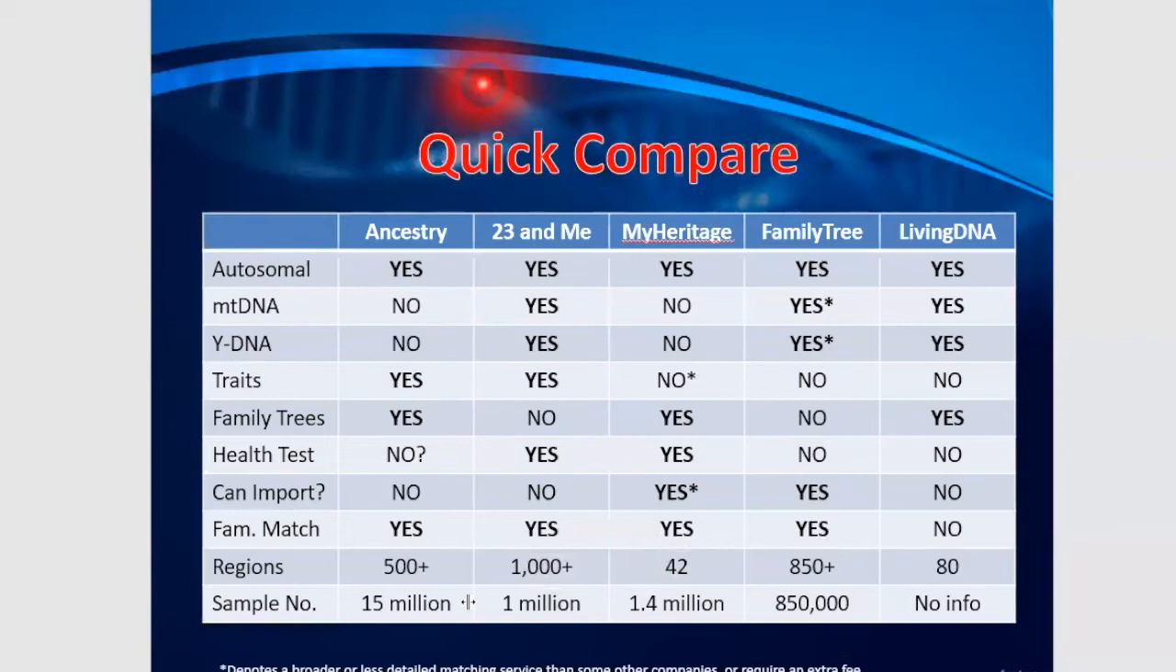So if you are a person who was adopted, or you are a person who does not know anything about your biological family for whatever reason, a sample size of 15 million is going to give you a lot more directions to look in for matches, for family history, that kind of thing. So these are all things that you want to take into consideration.